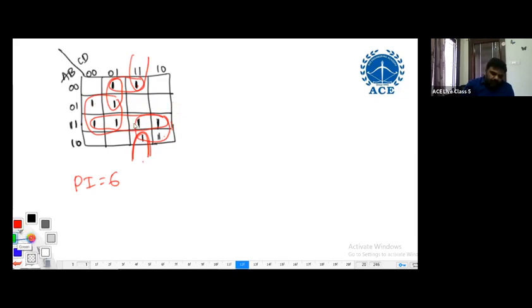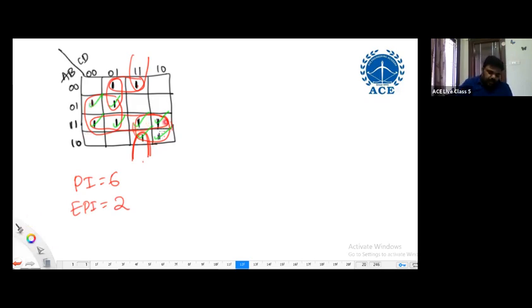Now, let us see coverage of minterms by essentials. How many essentials? How many EPIs? Only 2. This quad is essential. This quad is essential. No more groupings are having special cubes. Out of 6 groupings, only 2 groupings are having special cubes. So, essential prime implicants is 2 only. Coverage of minterms by essentials we have seen.